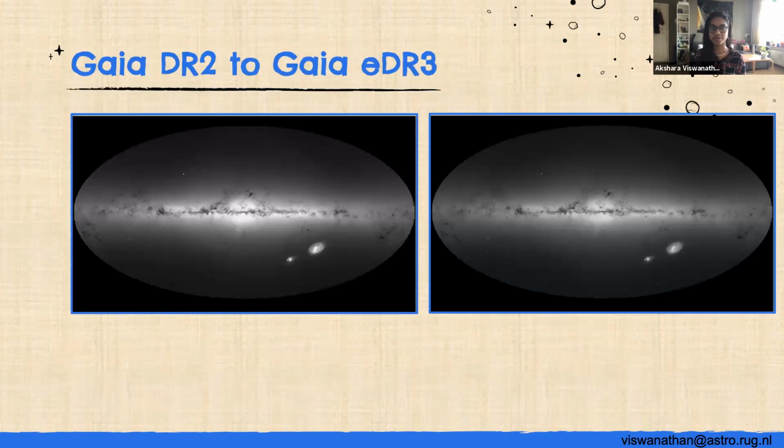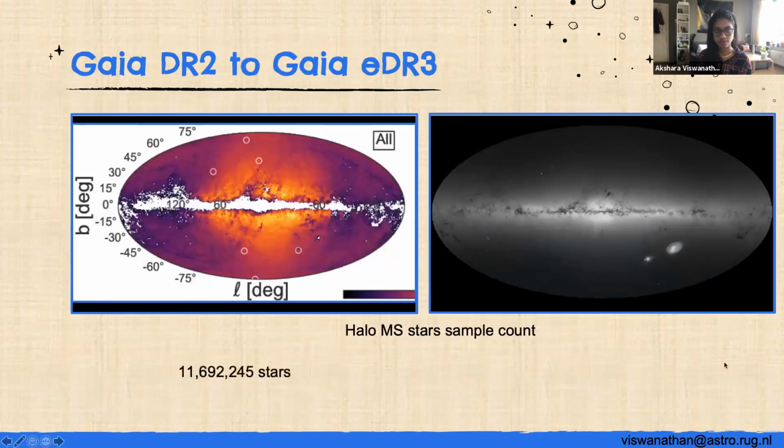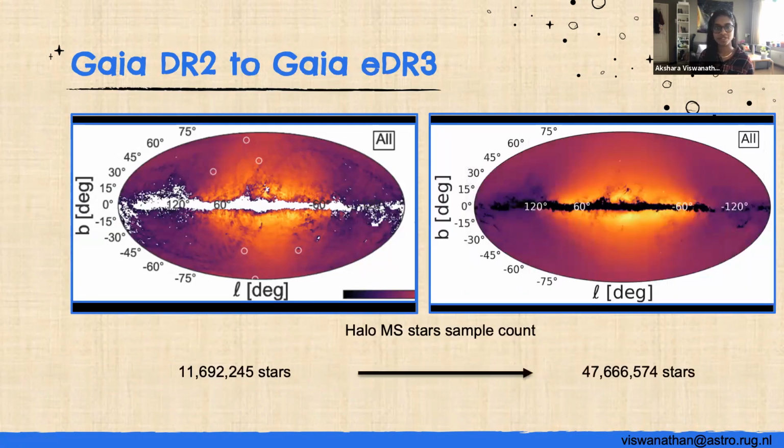So originally the catalog was produced for Gaia DR2. So with DR2, we got 11 million stars, and when Gaia DR3 came out, we produced the catalog, and voila, we have 47 million stars. So more stars means more science to do with the sample.